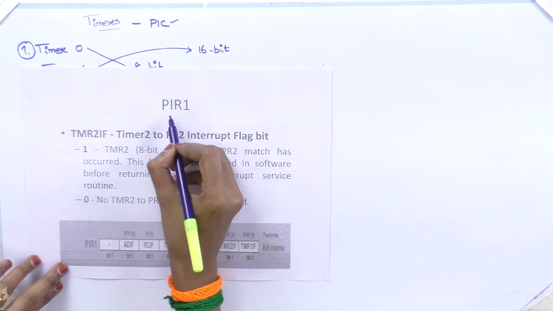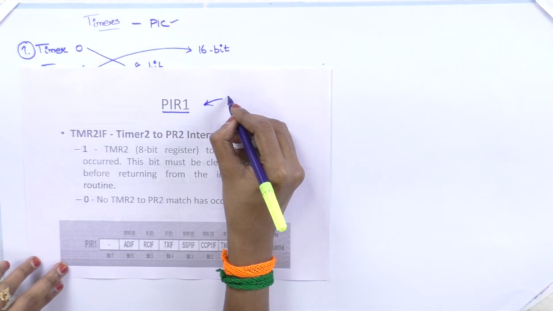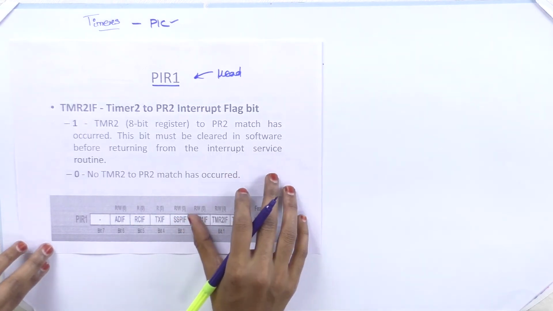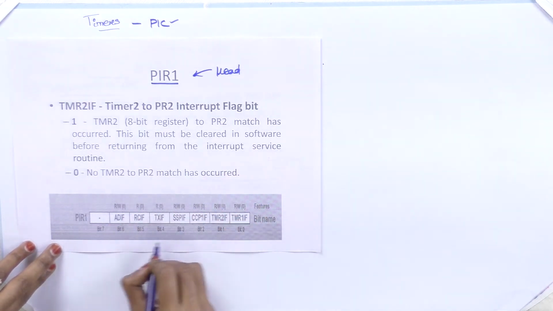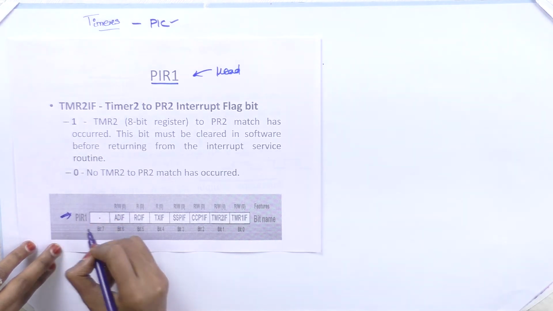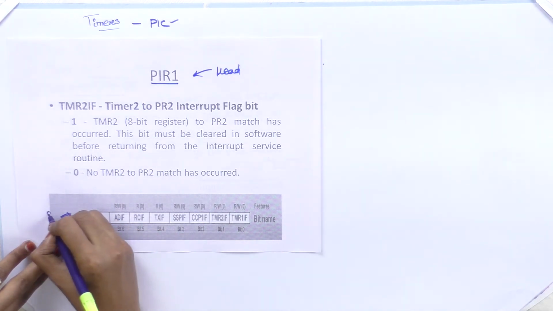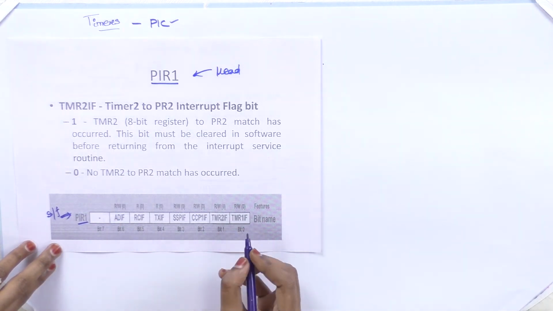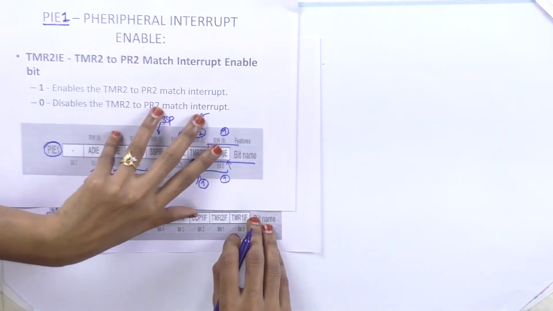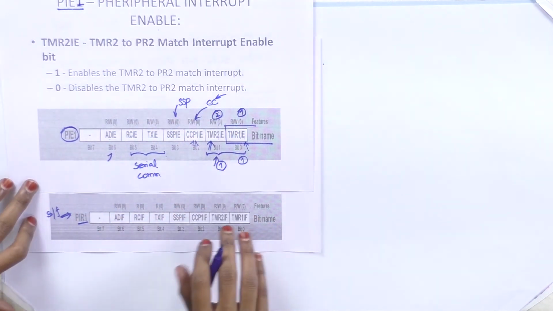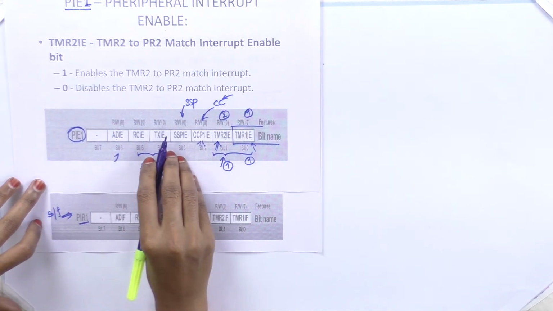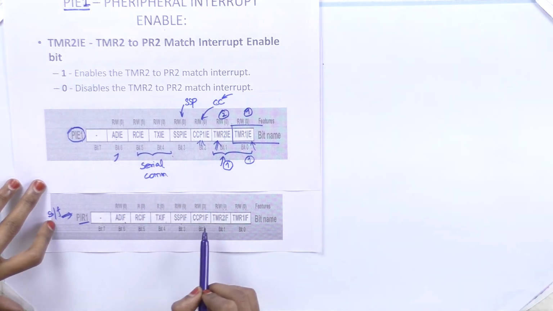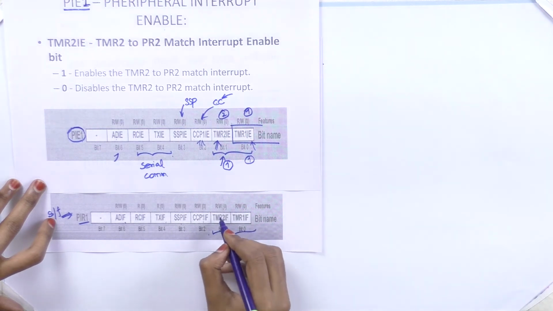The next register is the PIR register. This is a read register. It is affected by the hardware itself. As a programmer, you can only clear the bits of this register by software; you can't set the values of this register. This register is similar to PIE. The 6th bit is for the analog to digital converter, 5 and 4 are for receiver and transmitter, then SSP and CCP, and the last 2 bits are for Timer 2 and Timer 1.